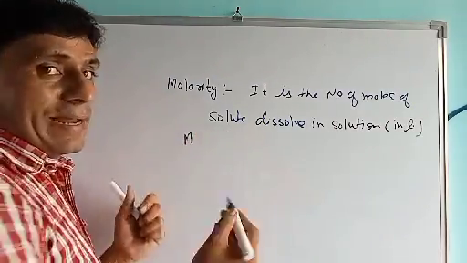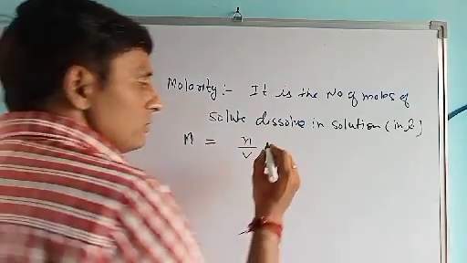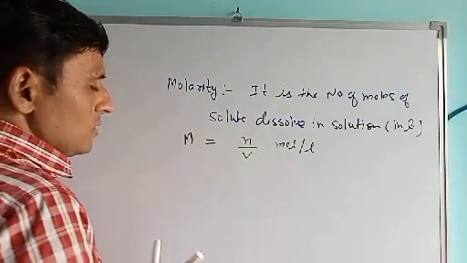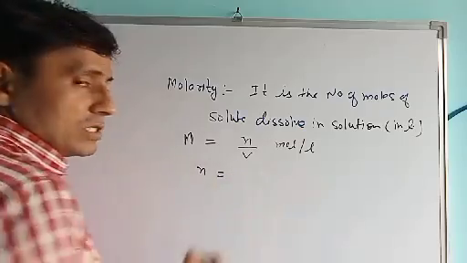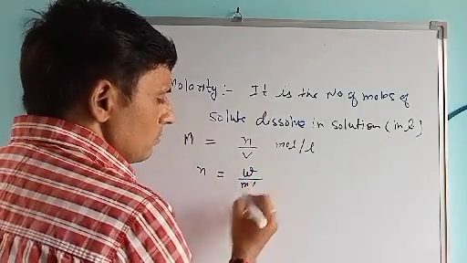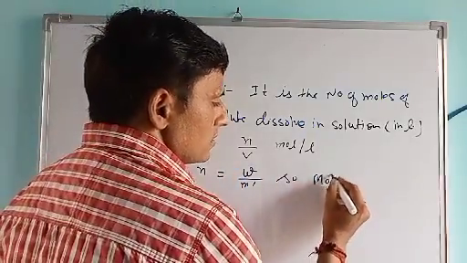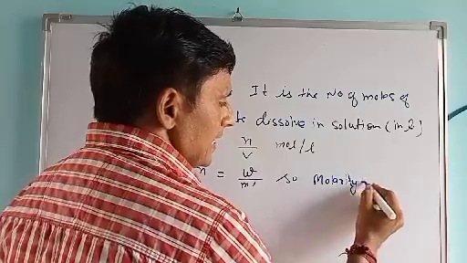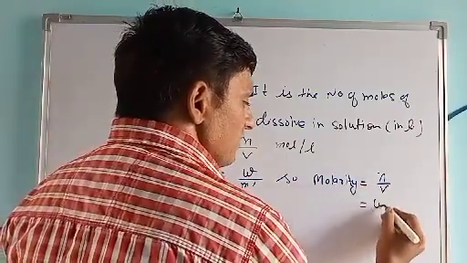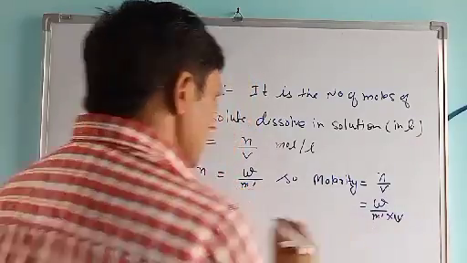The molarity is represented by capital M, so M is equal to the number of moles upon the volume, and the unit is mole per liter. Now again, we know that the number of moles is also represented as given mass upon molar mass. So the molarity becomes N upon V, which equals given mass upon molar mass into volume.